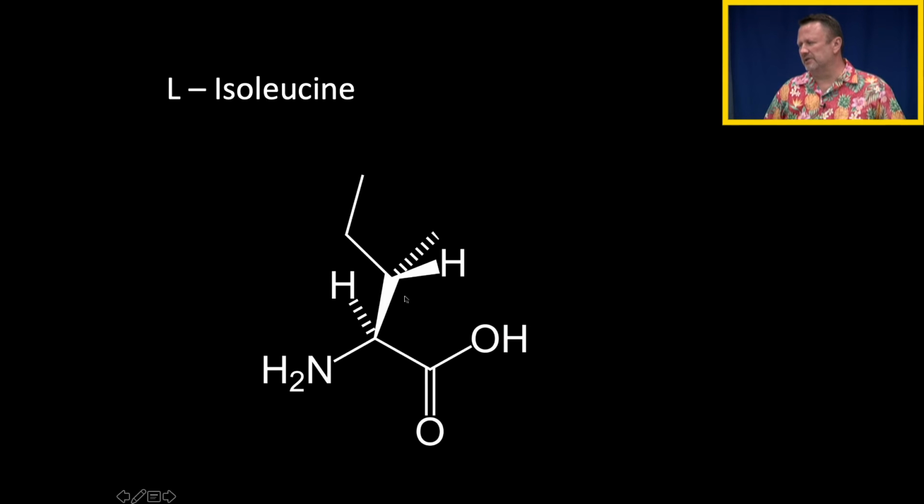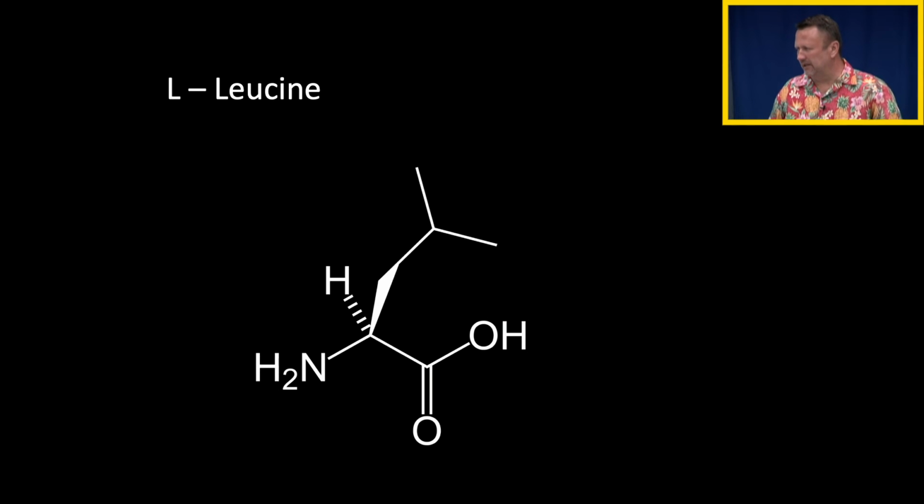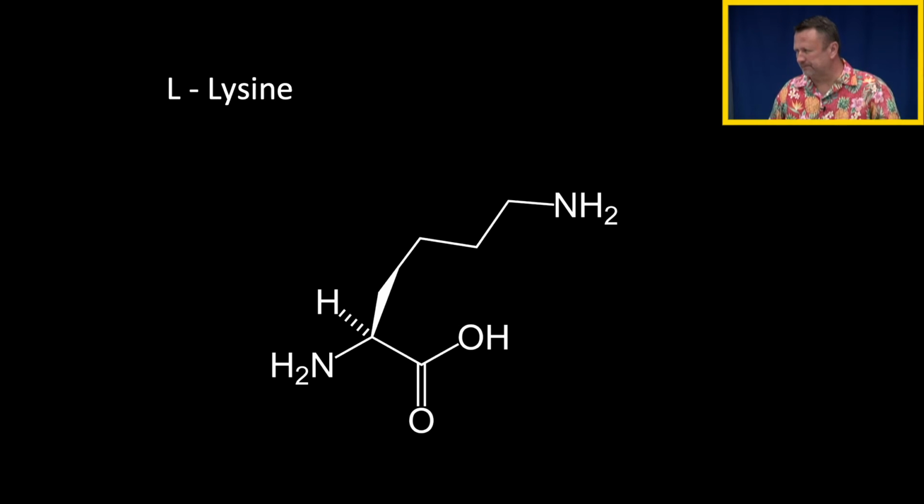Isoleucine has this complex R group, and notice these are hydrocarbon chains. The R group is a hydrocarbon chain. So it's going to be fat soluble, and so isoleucine would be something the body uses to anchor the protein into the phospholipid bilayer. Same thing with leucine. It has a hydrocarbon as an R group. Lysine has an amino group on the end of its R group.